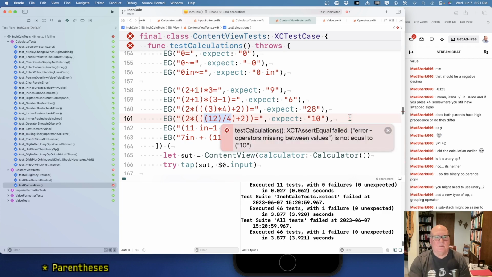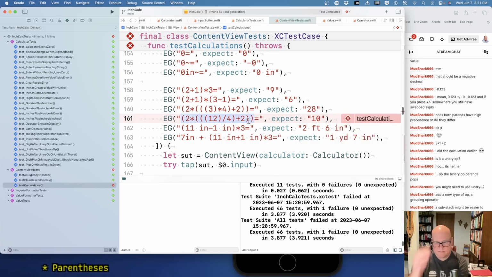Operators missing between values is when you got to the end of the stack and you weren't totally cleaned off. These balance, right? Okay.